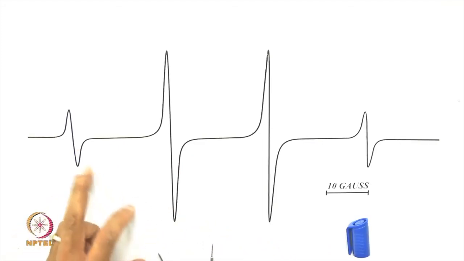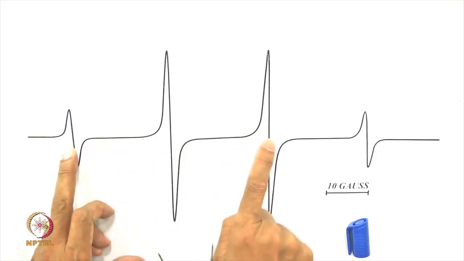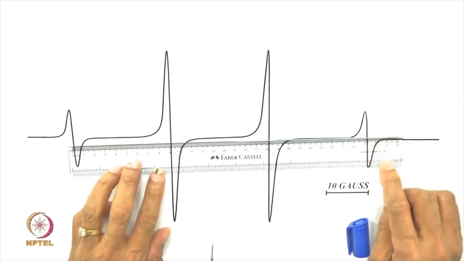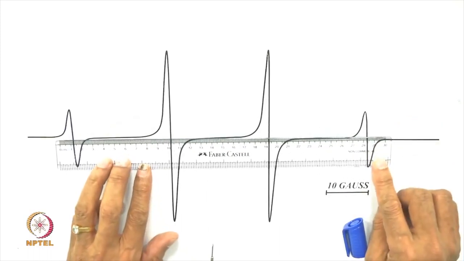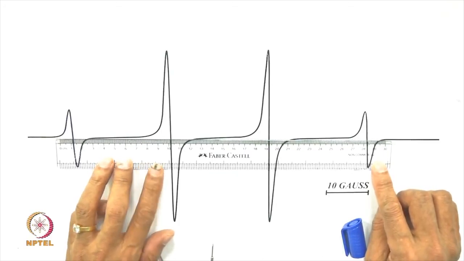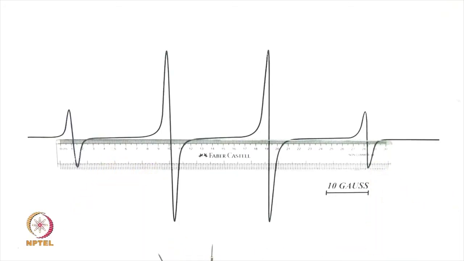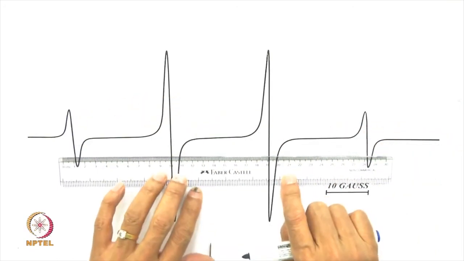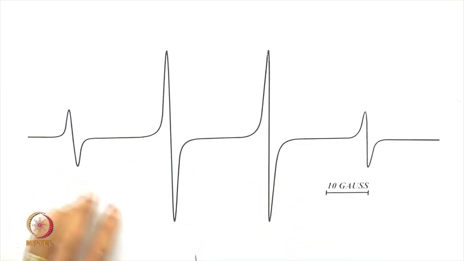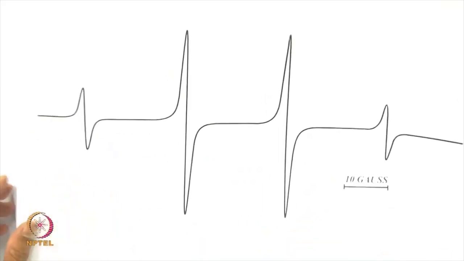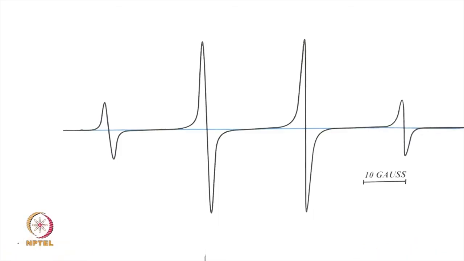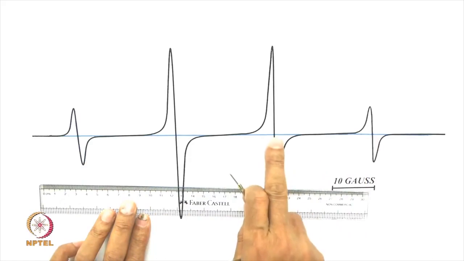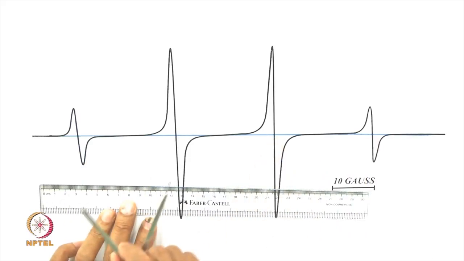But for measuring that, I need to find out where these signals are crossing 0. So, first I draw a line through this 0 signal. I draw a line here and then make the measurement. I have already done that in another copy of the spectrum. Here it is. So, this is the line that I have drawn through the 0 signal. So, find out the coupling constant.